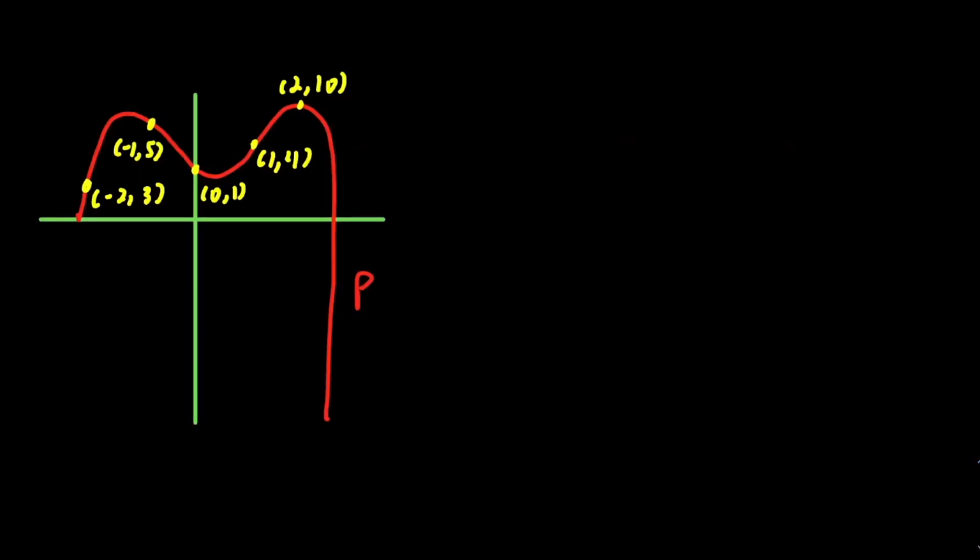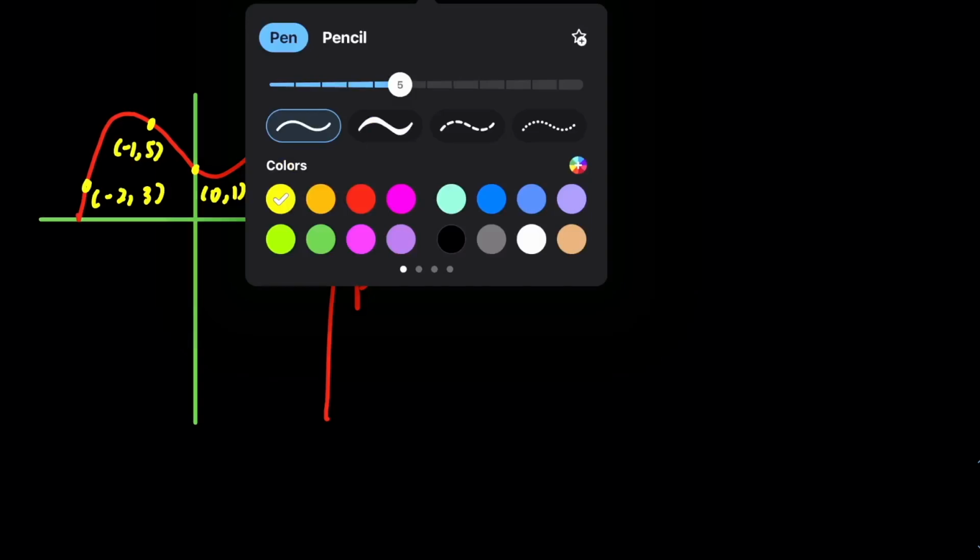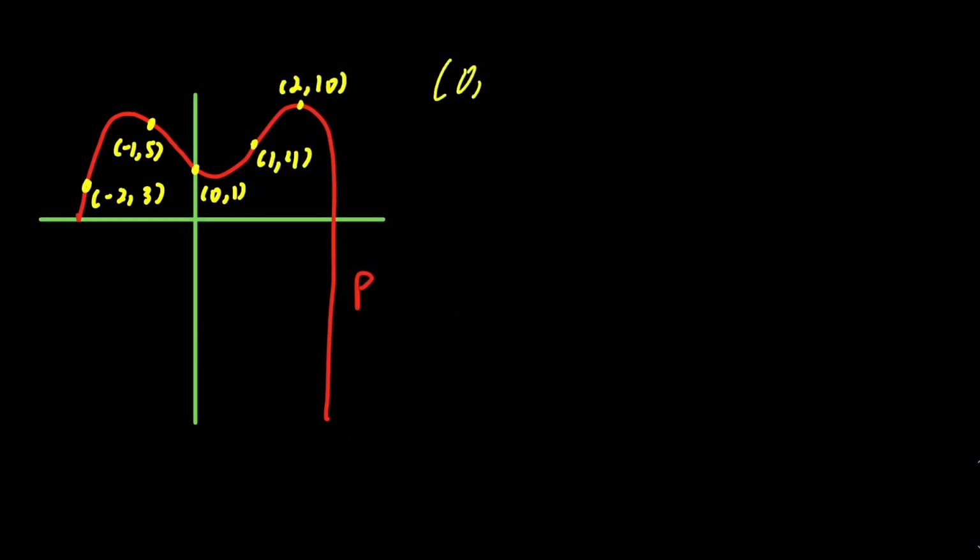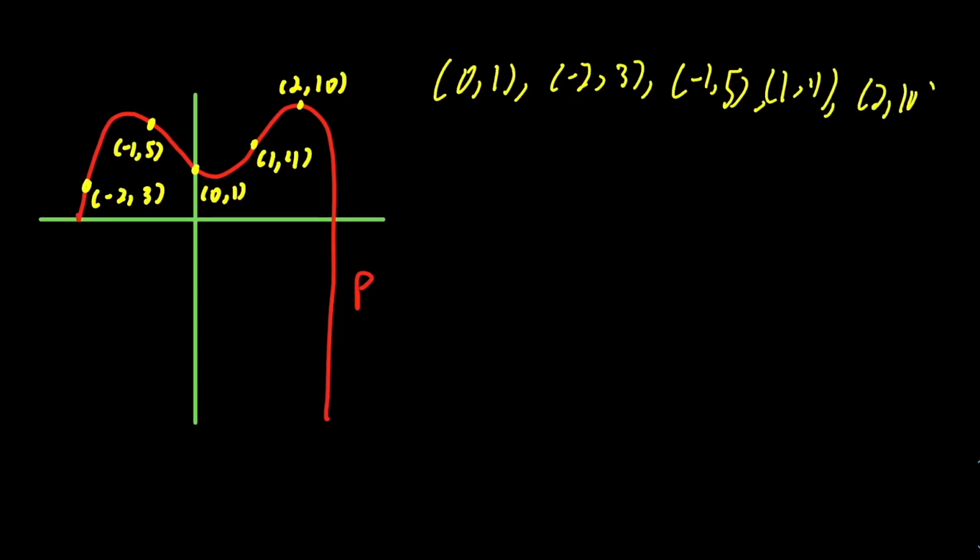Alright, now we're on to another example with a more nuanced graph. So, in this graph, you're given a polynomial function, and you're given 5 points this time, starting with 0, 1, negative 2, 3. Negative 1, 5, 1, 4, and 2, 10.